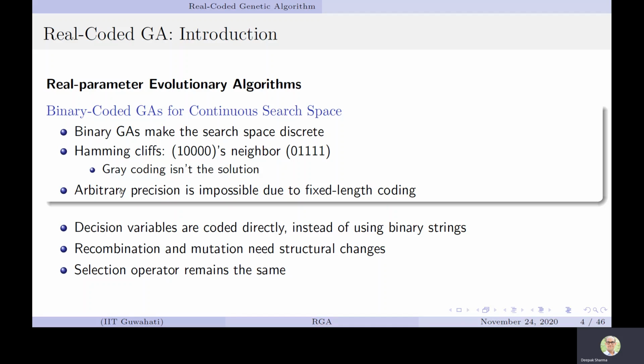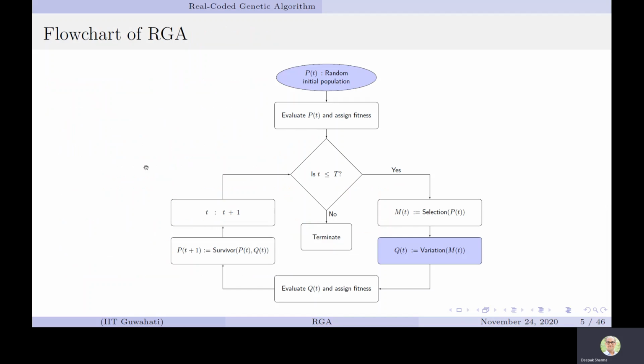Having those disadvantages or limitations of a binary coded GA, we have some algorithms called real parameter evolutionary algorithms. You remember that evolutionary algorithm was a part of computational intelligence in our previous chapter, and inside evolutionary algorithm, we have one of the algorithms called genetic algorithm. In these real parameter algorithms, the decision variables are coded directly instead of as a binary string. However, we have to think how we are going to do crossover and mutation. Selection operator remains the same. This we will discuss with our example, so the things will be more clear to us.